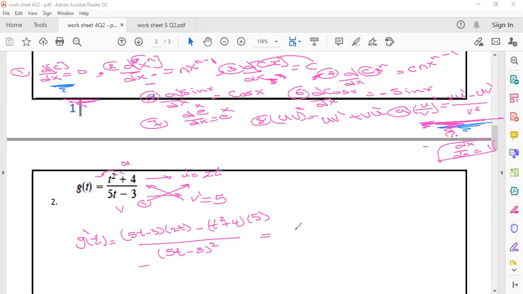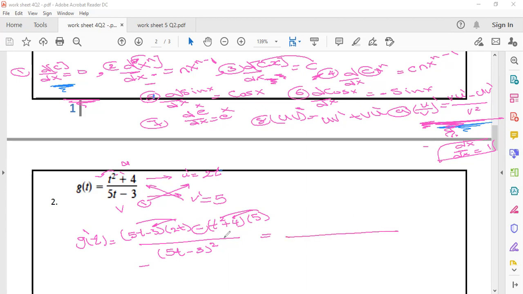What is the skill I need from each one of you now? I need the skill of simplifying. I need to distribute here first. Look here, distribute, and here distribute, but don't forget, here I distribute the negative and distribute what? 5 on the bracket t squared plus 4.